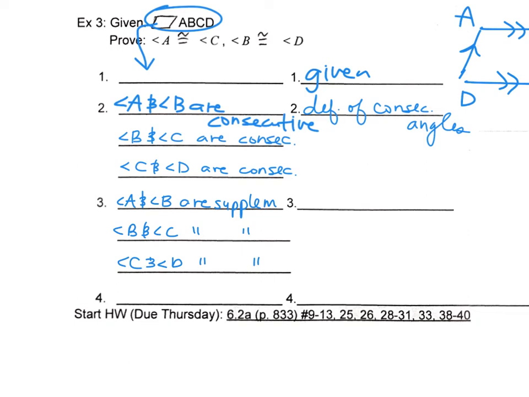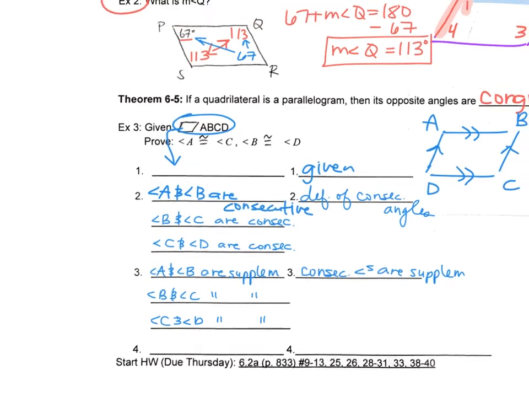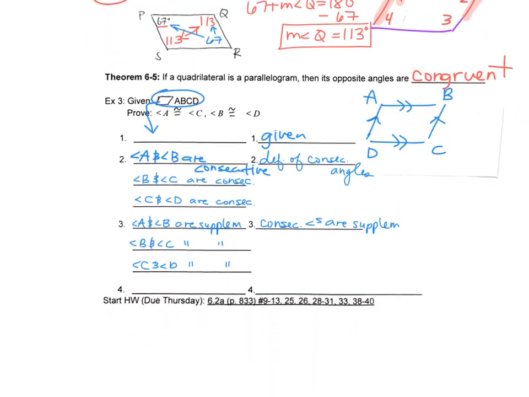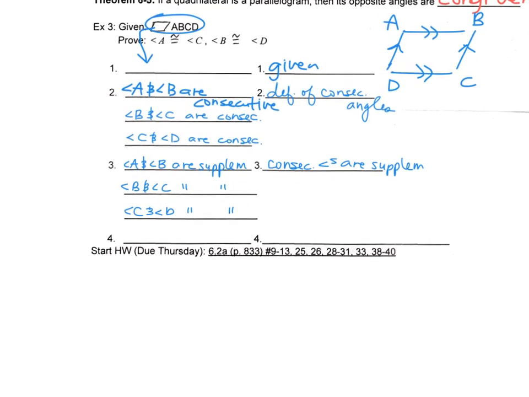And that's because we know consecutive angles are supplementary. Right? That was theorem, what number? Theorem 6.4. So if you want to write Theorem 6.4, that's fine, but that just requires you to memorize a number that you don't need to memorize. So we know those are all supplementary.